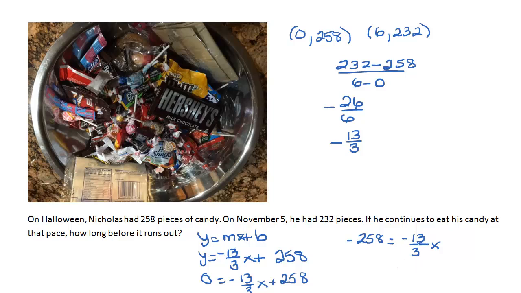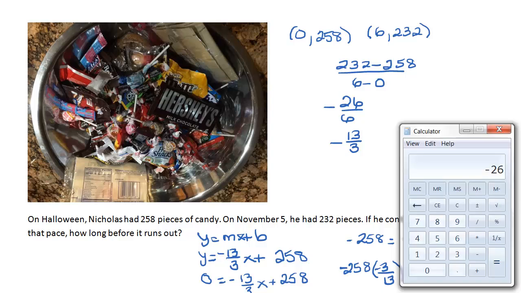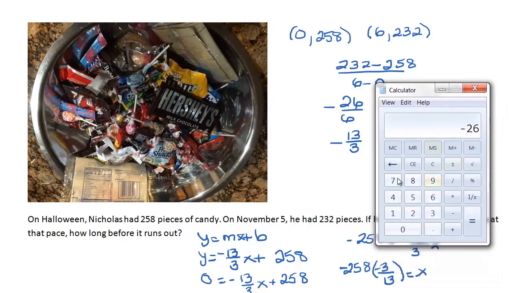So if negative 258 is equal to a negative 13/3 times x, I'm going to multiply by the reciprocal or divide by negative 13/3. So 258 of the negative variety times 3 divided by 13, again of the negative variety, will get us our number of days before he runs out. So 258, negative times a negative is going to be a positive, so we'll take that times 3 and then divide it by 13. And Nicholas will run out of candy at this pace in about 60 days, or just before the New Year's.